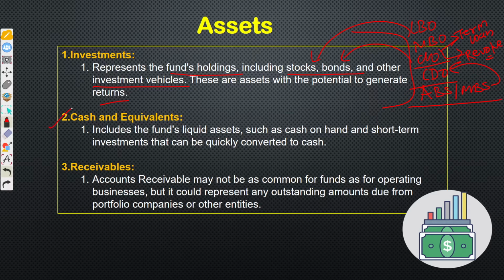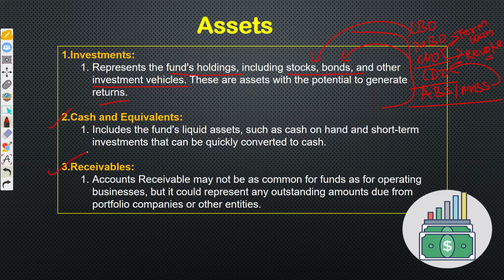Under cash, it includes the fund's liquid assets such as cash on hand and short-term investments that can be quickly converted to cash. So it can be T-bills or any money market investment, which you can count as cash equivalents. All right. The third point is receivables.